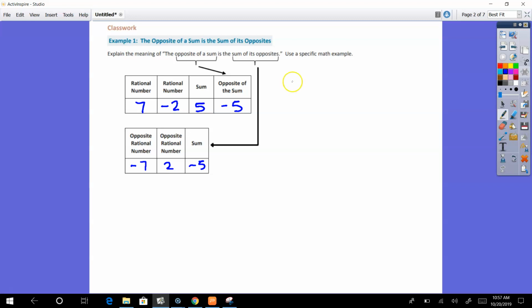So it means if you had the opposite of a sum, okay, so sum meaning adding, and then opposite on the outside of these parentheses, you can rewrite it as the sum of each addend's opposite. So the opposite of +7 is -7, and the opposite of -2 is +2. So these two things are the same thing. You might notice this as being the distributive property. We're going to use and say the opposite of a sum is the sum of its opposites currently.